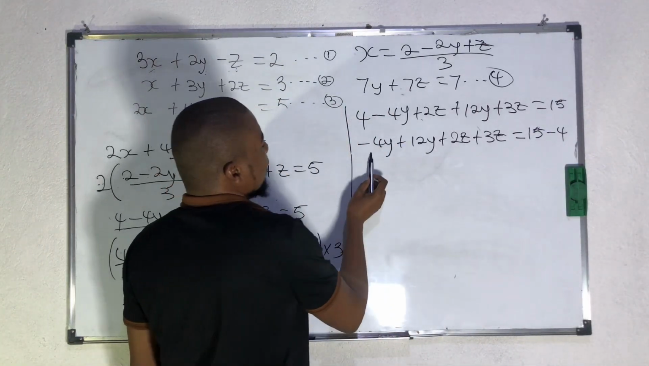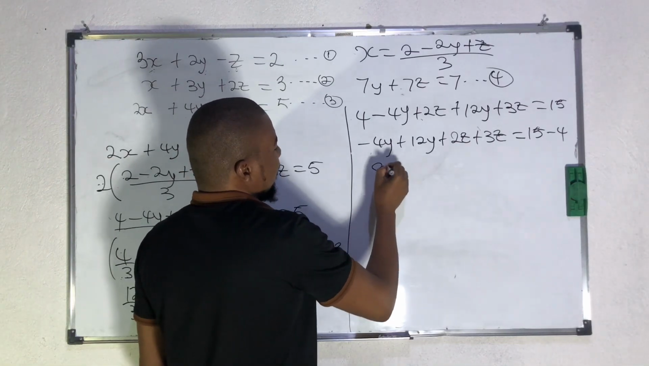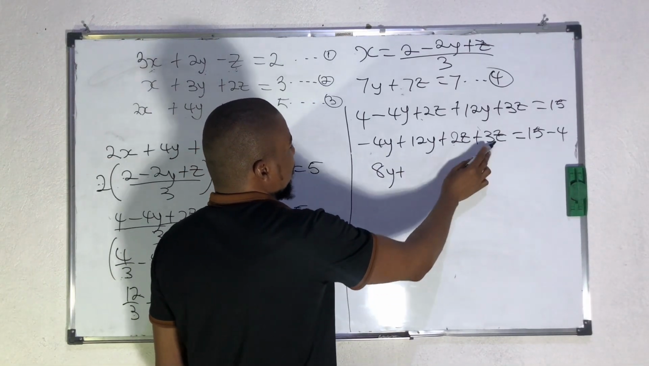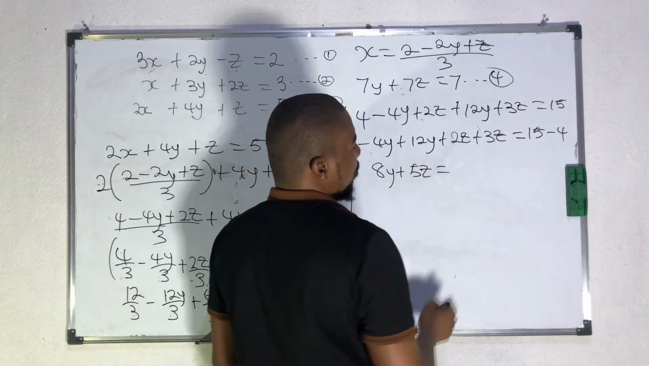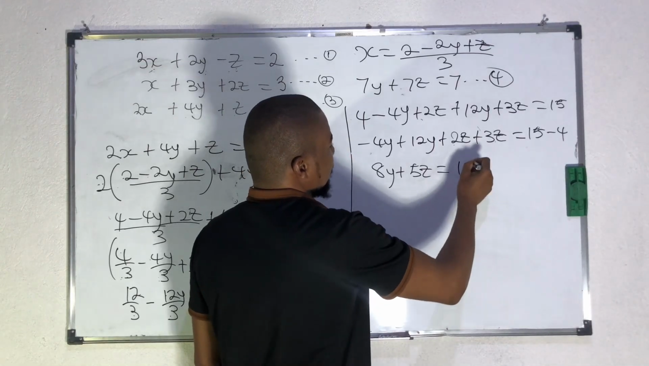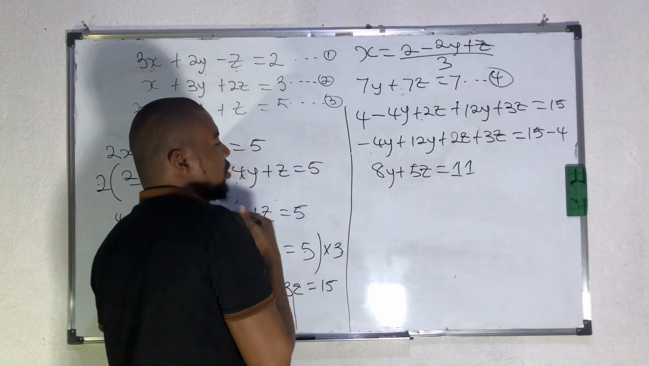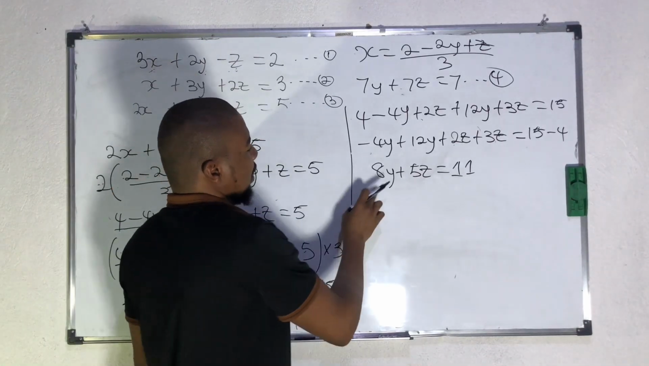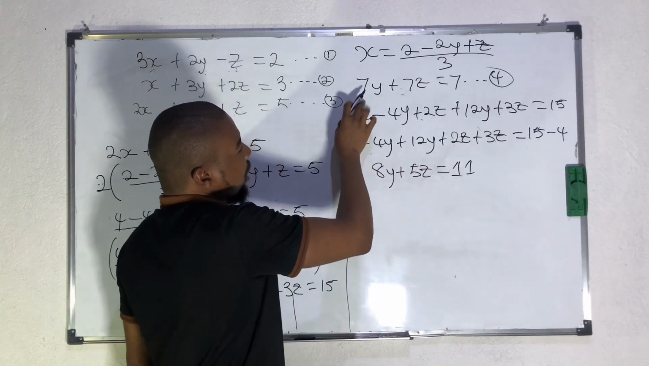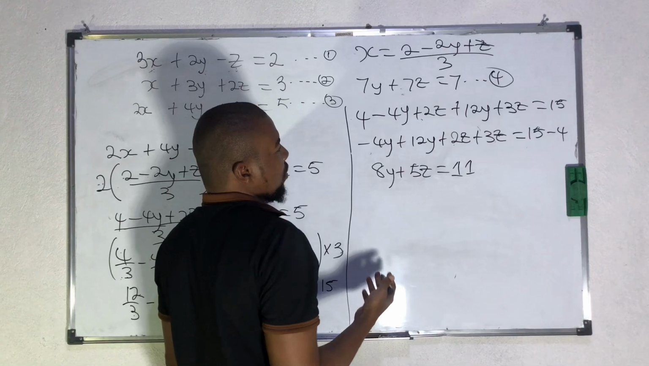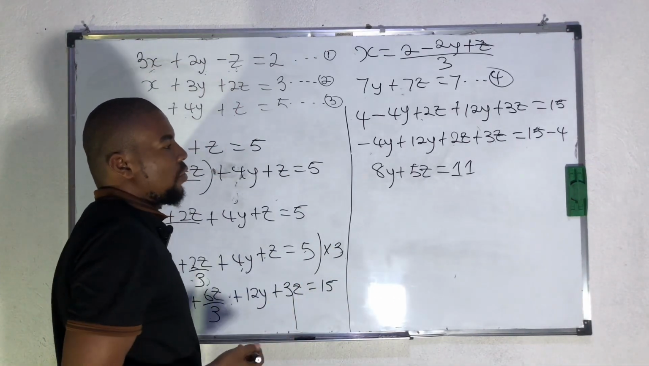Let's clean up. Negative 4y plus 12y, negative 4 plus 12 will give you 8y, plus 2z plus 3z is equal to 5z. This is equal to 15 minus 4, which gives you 11. You now see that we have simultaneous equations with two variables. In this case, 8y and 5z, and here we have 7y and 5z. So we've reduced these equations from 3 to 2. And now they're going to be quite easier for us to work with.